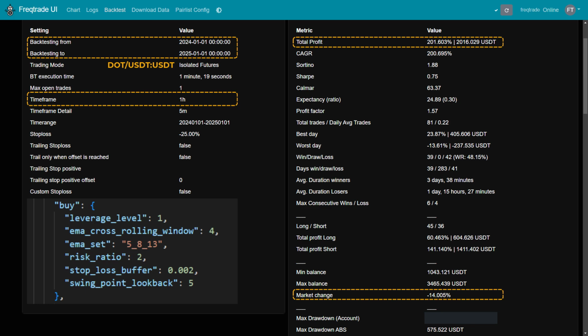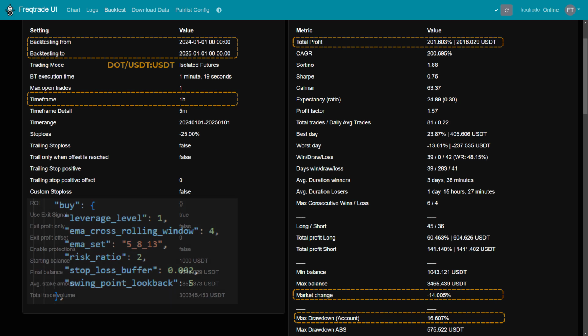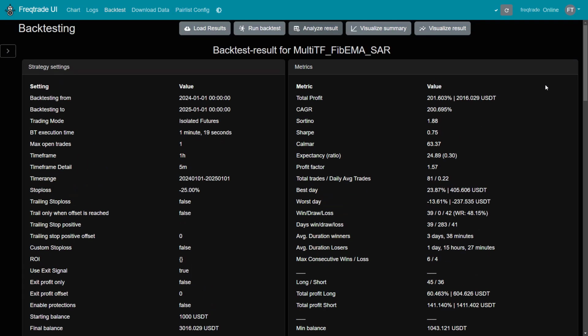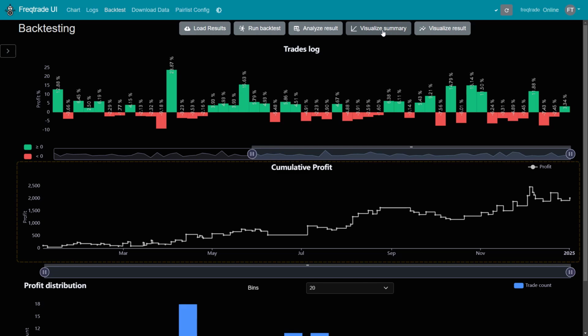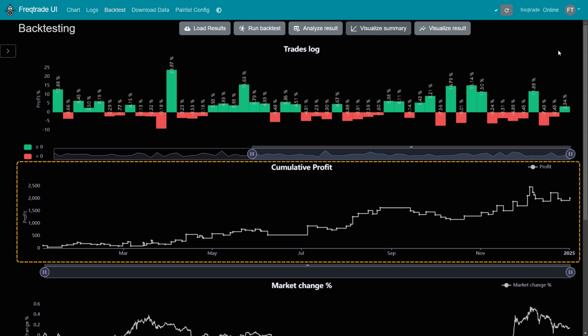The maximum drawdown was 16%, which shows that while there were pullbacks, the overall profitability remained strong. Next, let's take a look at the visual summary of the results. As you can see, the graph is in a clear uptrend, meaning the strategy consistently generated profit over time with no major setbacks. This indicates the approach's ability to adapt to different market conditions.